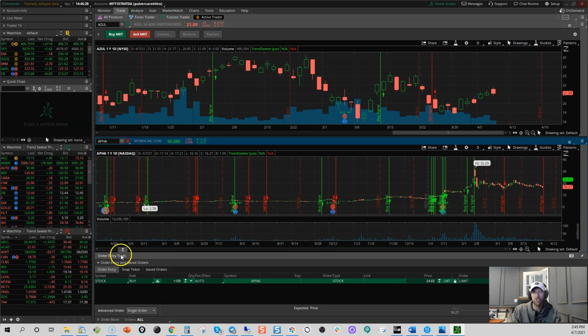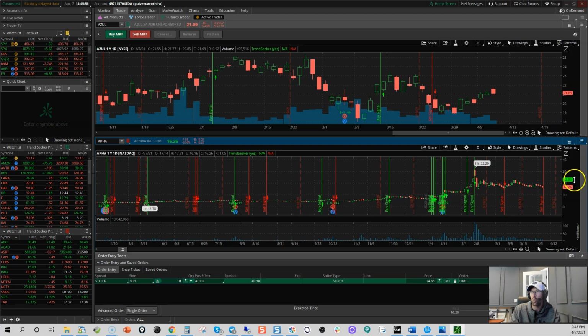And now I have my entry tools. So what I'm looking for on APHA, let me make sure this is the right stock, APHA, okay. So I would buy the stock, I'm looking to buy it. Do I want to buy 100 shares? Let's say I want to buy 10 shares. Okay, so there's 10 shares. Let's see here. There's my symbol, expiration, that's for options. There's my stock, my limit price. Now, right now, there is a bid at 16.26.